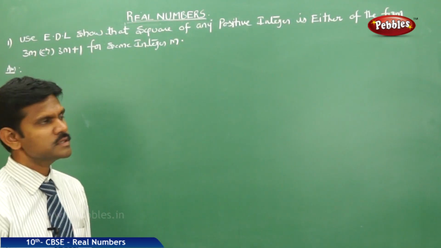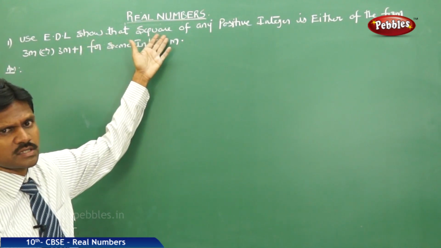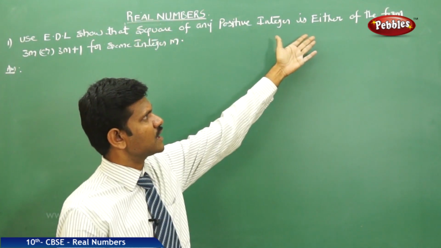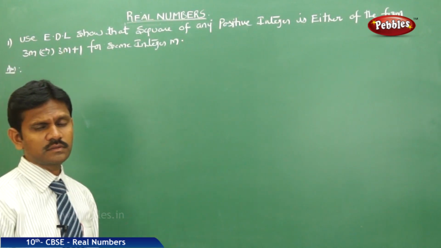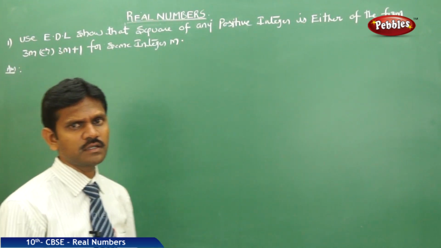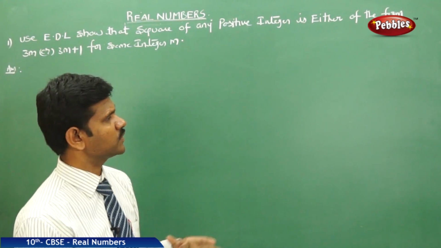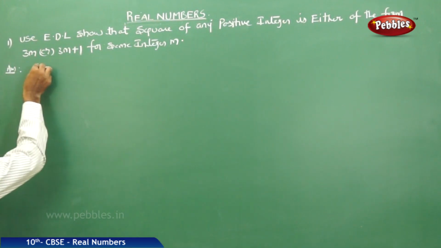Next problem: use EDL, show that the square of any positive integer is either of the form 3m or 3m plus 1. That is, if you take any integer and square it, the result must be either of the form 3m or 3m plus 1.